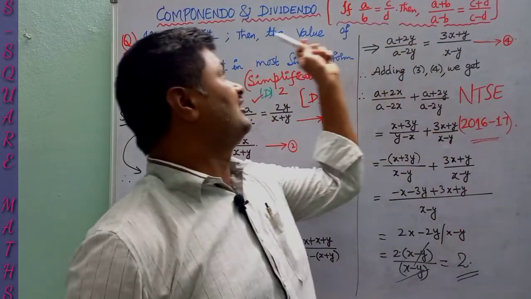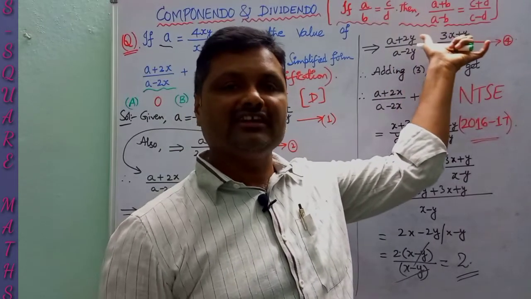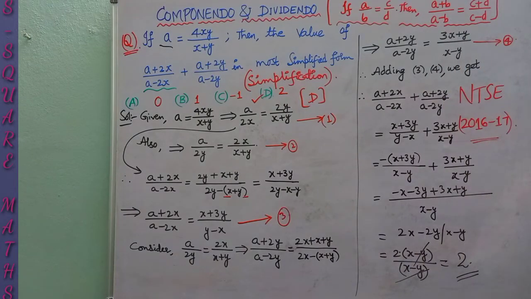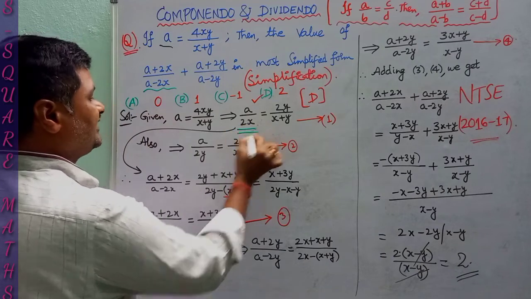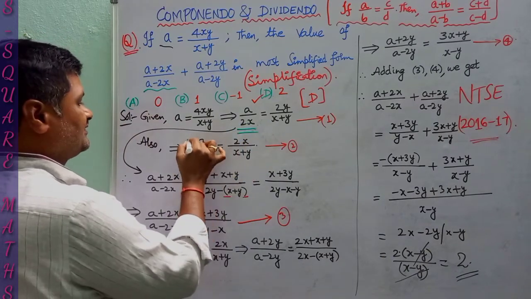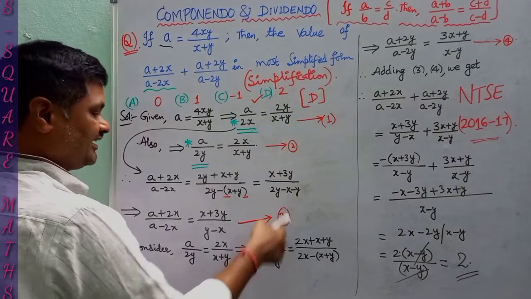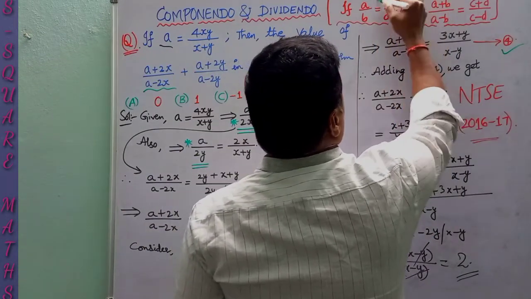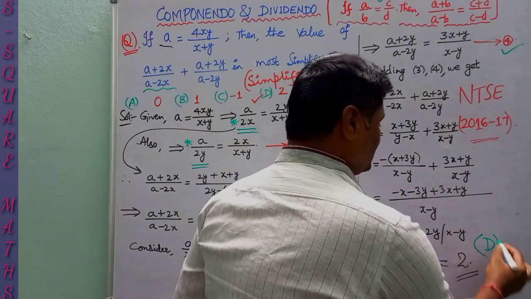So this is the application of componendo and dividendo, the formula and principle of it. Students, please be aware of this. These are the major steps. Then you can proceed. Apply componendo and dividendo here and here, equation 3 and equation 4 have been done by componendo and dividendo. So finally the D option.